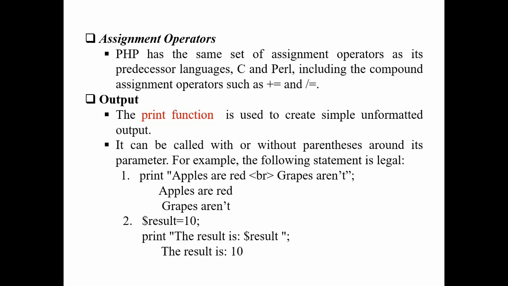For example, here two examples are given. The first one is print. I have a string here, and within that I can use a break tag. The output should be the first value, and then the second value on a new line. The second case is interpolation actually. You can see that the result is $result, and of course the variable will be replaced with its value. So that is the print function, which is very similar to echo.